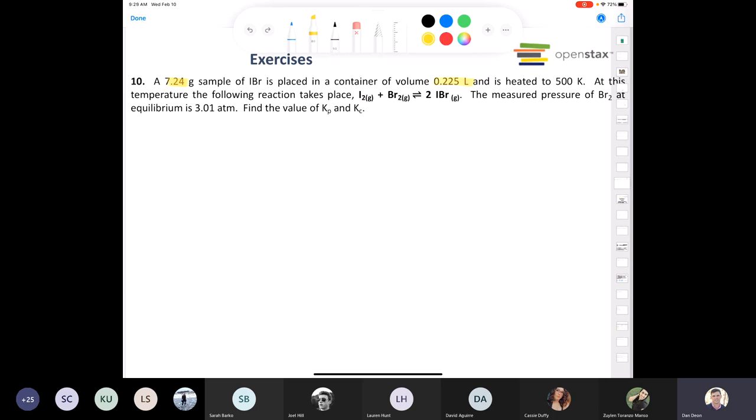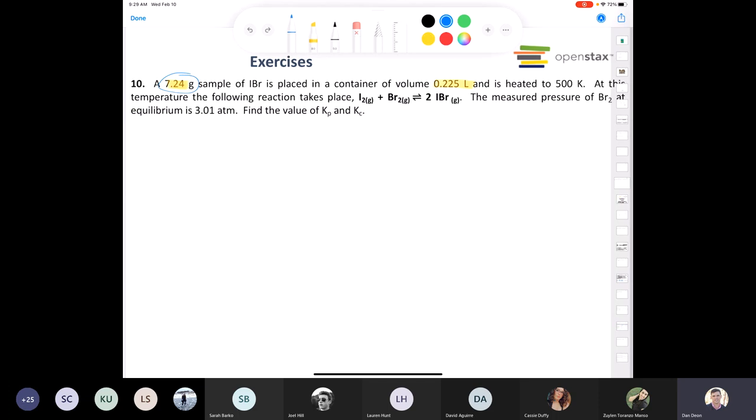Now, if you're wondering, like, Mr. Dion, how am I going to figure out the pressure of the IBR when I have its mass and I have the volume and I have the temperature? Well, we're going to use an old chestnut from General Chemistry 1. You should remember the formula PV equals nRT. So we can solve for the pressure of the IBR, which is going to be equal to nRT divided by V.